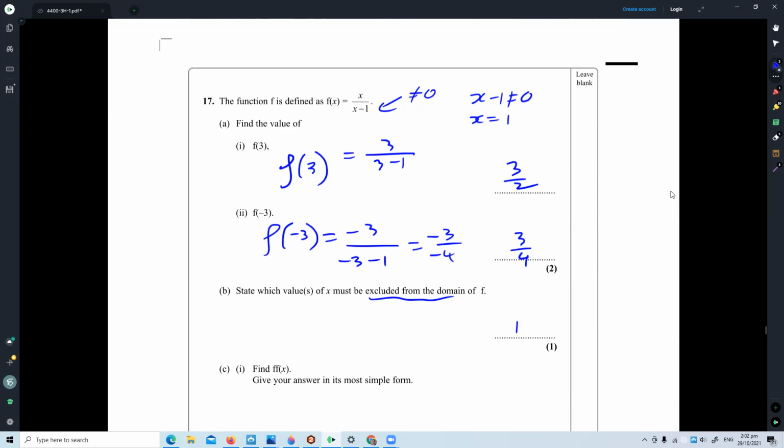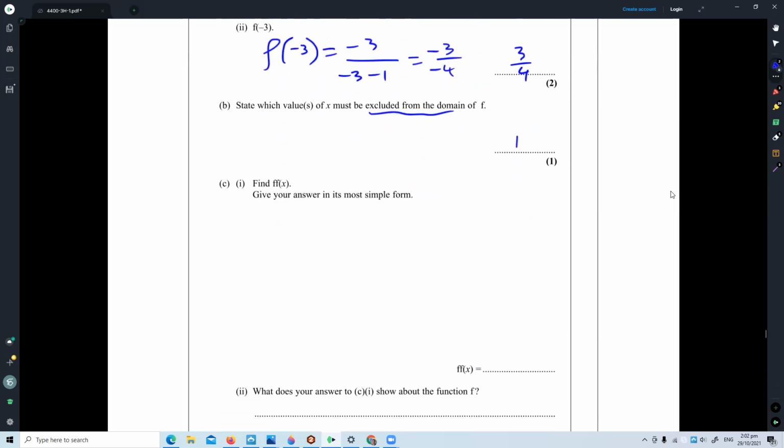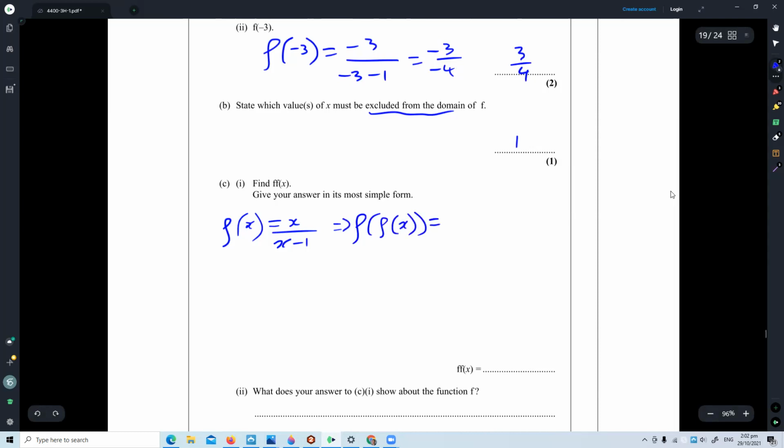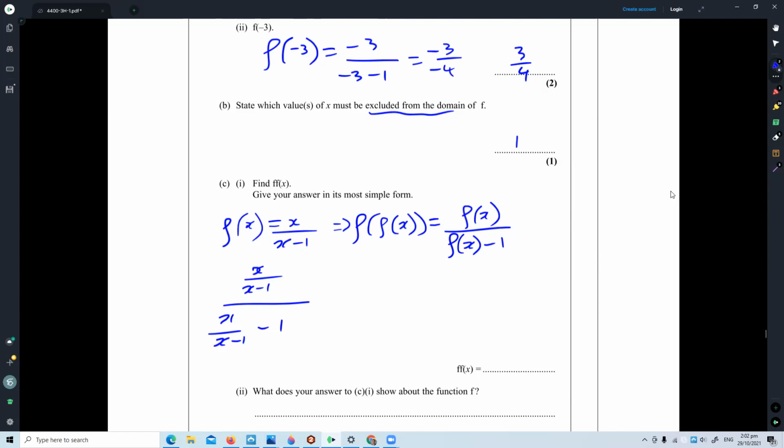And then f of f of x, so that means I plug f into f. So f of x is x over x minus 1. And if I was to plug that into itself, I could say it's f of x over f of x minus 1. And then now I need to do a little bit of algebra here. So I can say it's x over x minus 1 over x over x minus 1 minus 1. And I probably need to put the denominator on an x minus 1 denominator here.